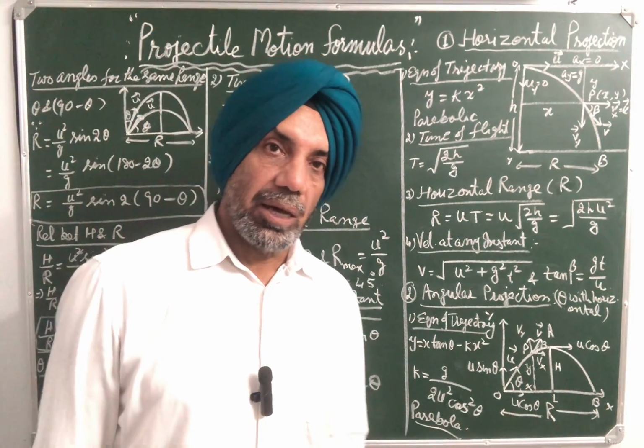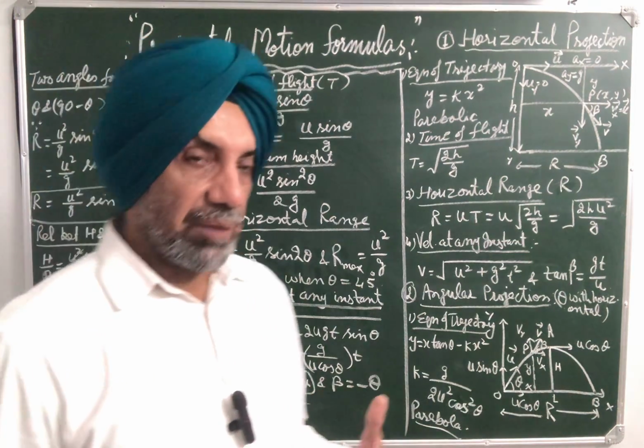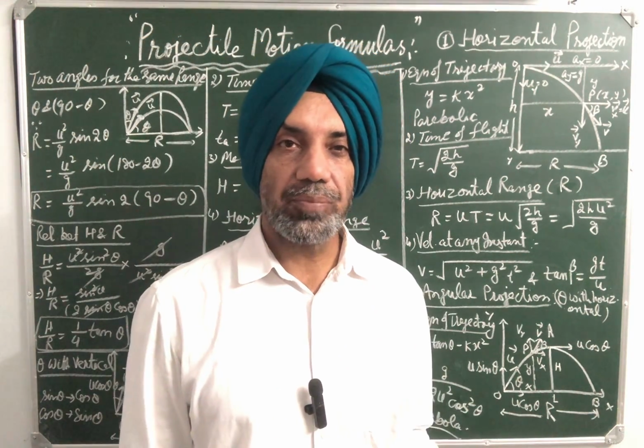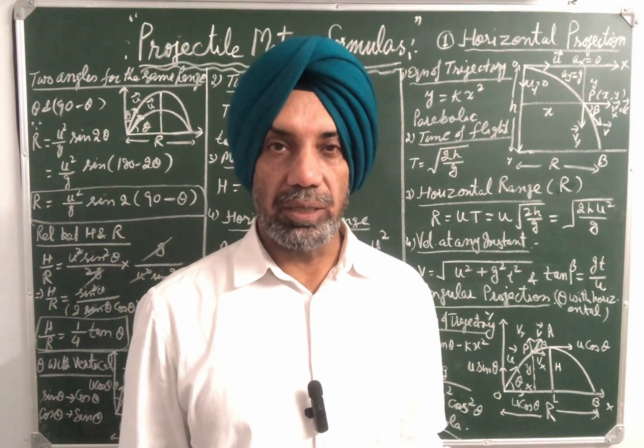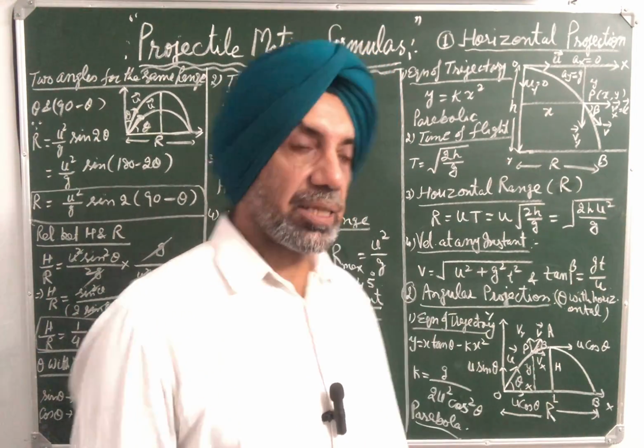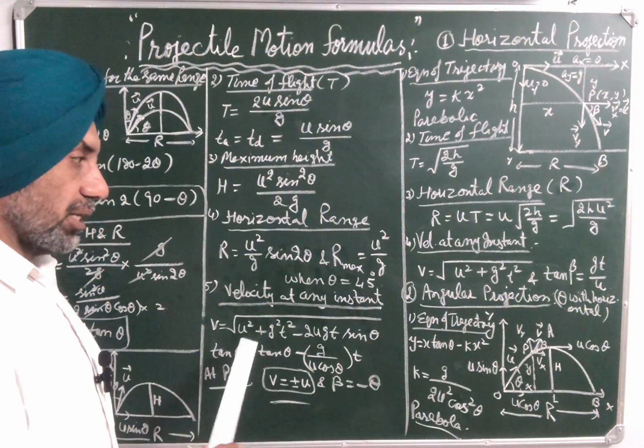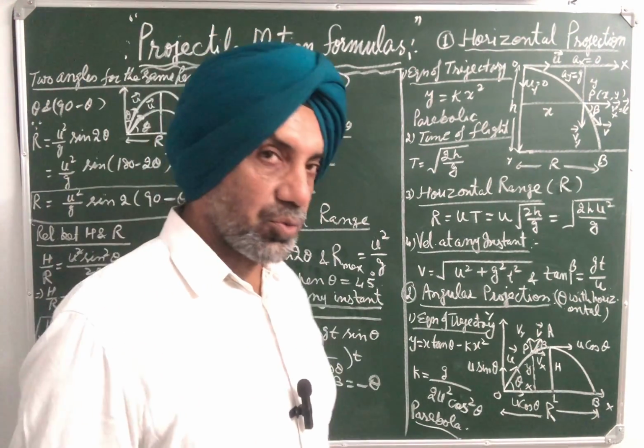That's why javelin throw, hammer throw, and discus throw are thrown at an angle of 45 degrees with the horizontal, so that they cover maximum horizontal distance. So this technique is used in athletics also. So physics is everywhere.